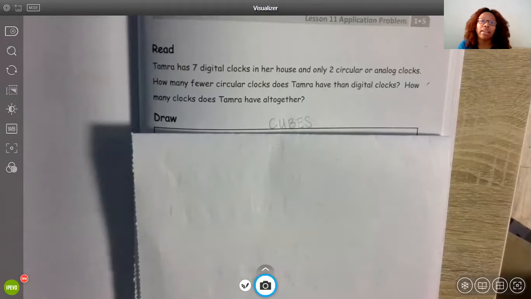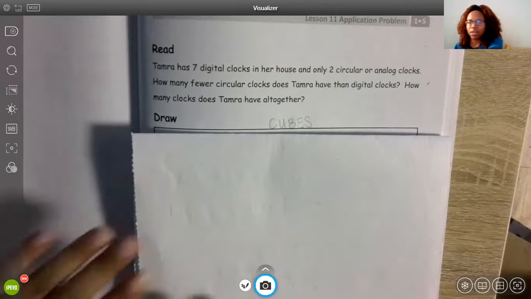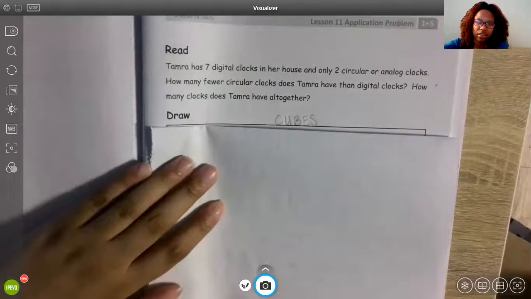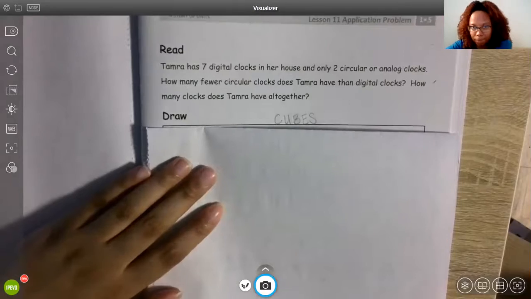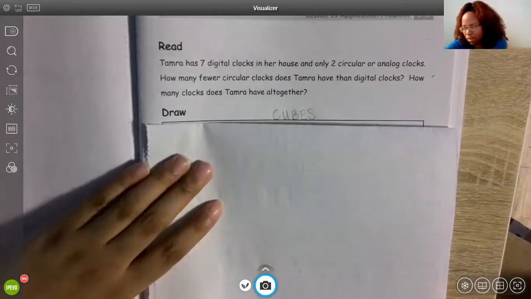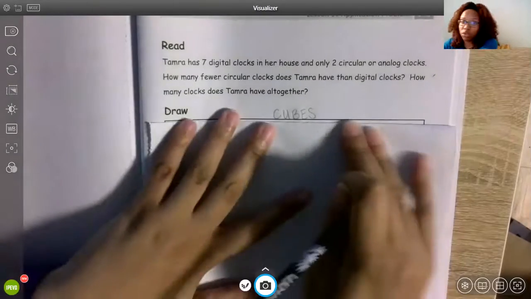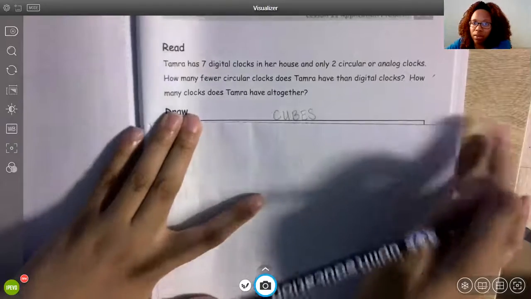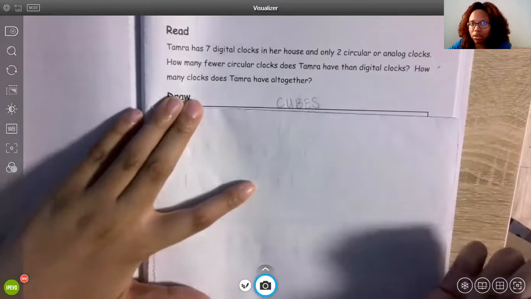Okay, so I know the first thing we need to do is circle our key words and our key numbers and labels. So you can go ahead and tell me, what did you circle? All right, I heard someone said that they circled Tamara. But in this word problem, I'm not going to circle Tamara because I'm not going to use her as a label. So if I'm not going to circle Tamara, what else can I circle?